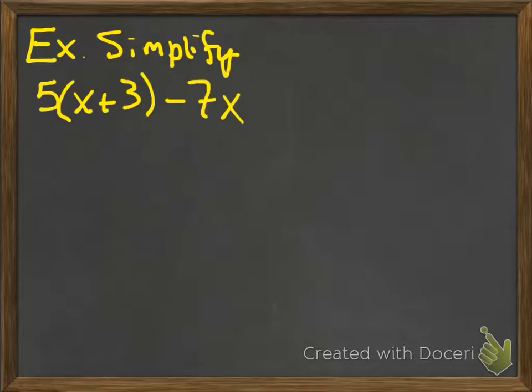Okay. So, for example, let's look at an example here. Let's simplify this: 5 parentheses x plus 3 minus 7x. We're just going to simplify. There is no solving here, but there are some ways to simplify. Now again, if this is going too fast, always make sure that you stop and pause, okay?